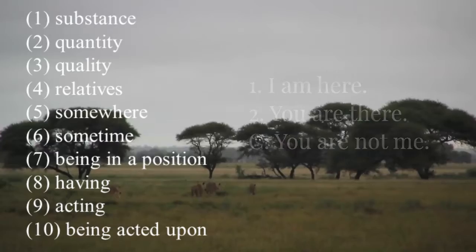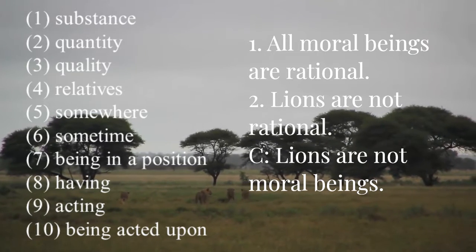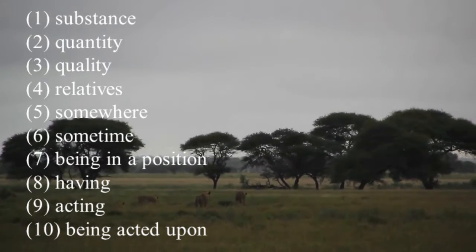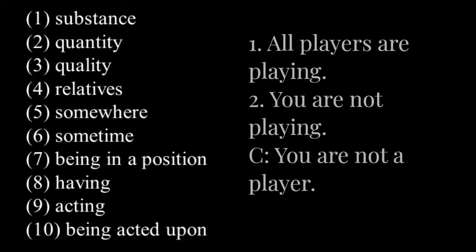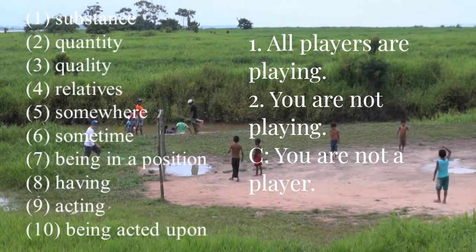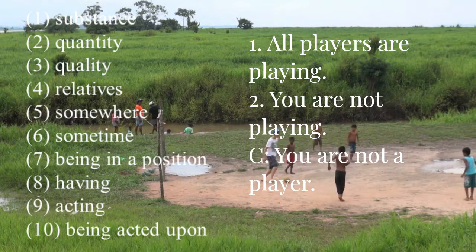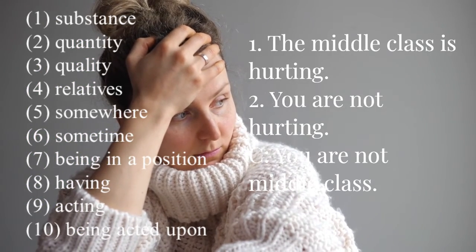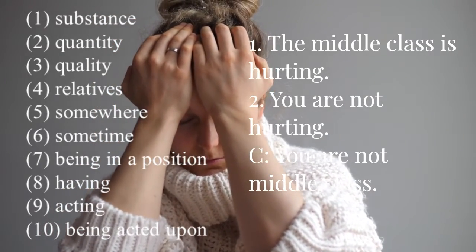8. Having. All moral beings are rational. Lions are not rational, therefore lions are not moral beings. 9. Acting. All players are playing. You are not, therefore you are not a player. And 10. Being acted upon. The middle class is hurting. You are not hurting, therefore you are not middle class.